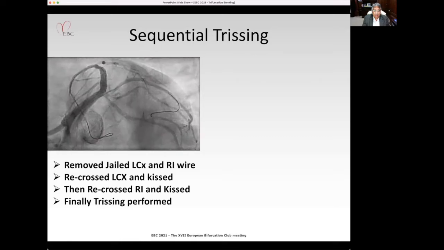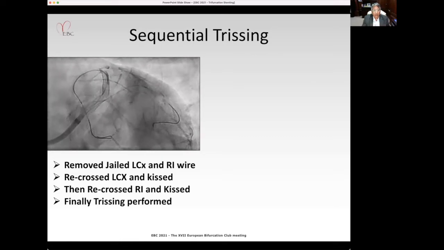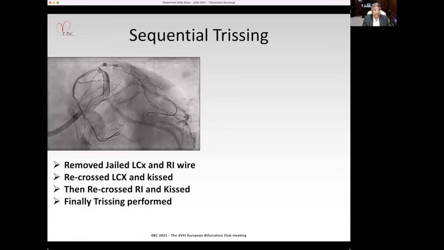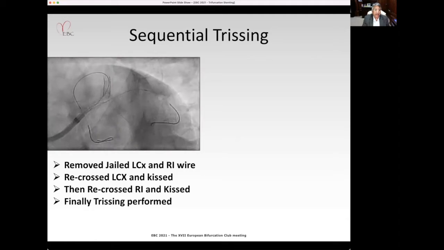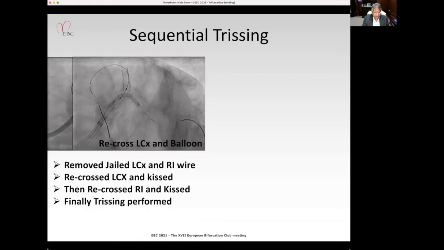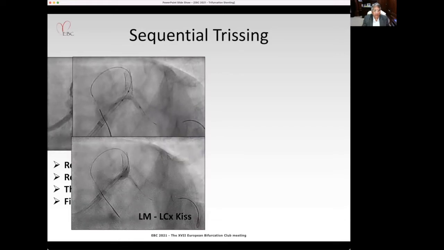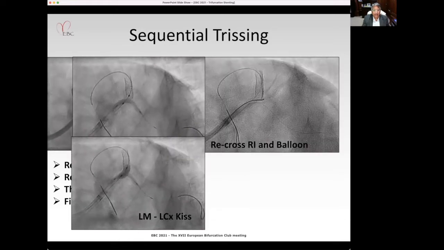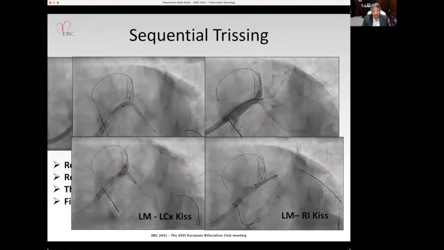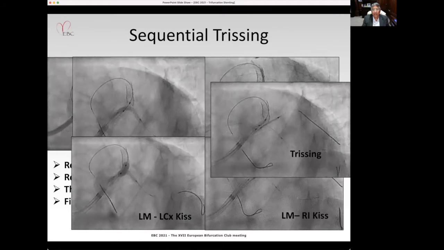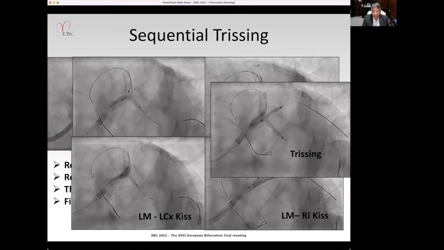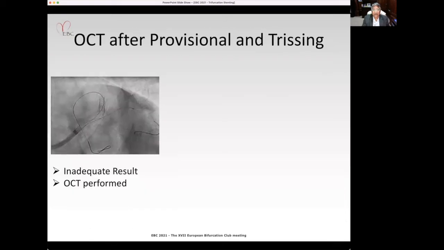And the result looked good. So we removed the jailed wire from the circumflex and the ramus, recrossed the circumflex and kissed it, sequentially recrossed the ramus and kissed it, and finally we did the trissing. So here we recrossed the circumflex with the balloon, and then we kissed that. Then we recrossed the ramus, and we kissed that with the left main, and then finally we do this trissing with 3 balloons, one to the left main, to the LAD, to the circumflex, and to the ramus.